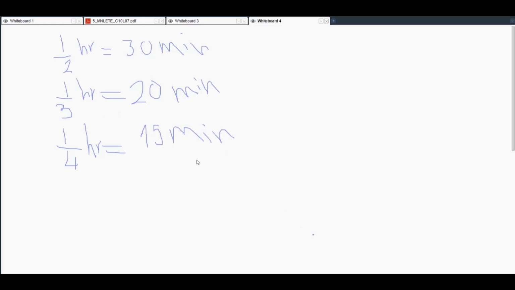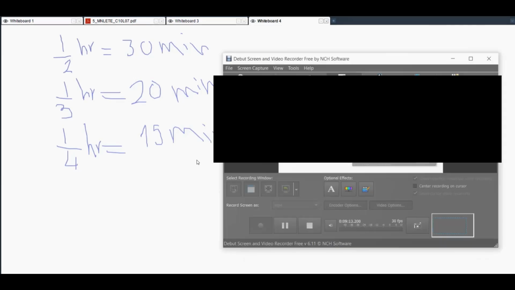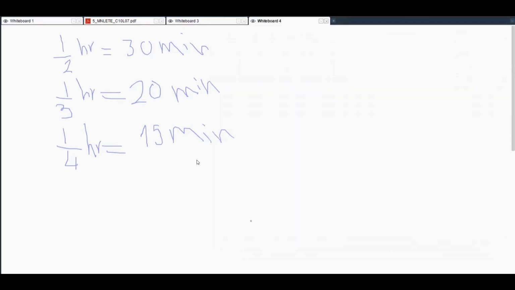Okay, now we have here this conversion. You have to keep it in your mind because you're going to use it to convert between hours and minutes and from minutes to hours.